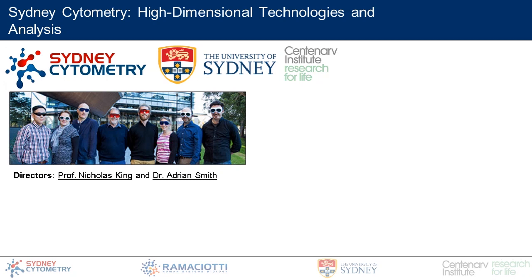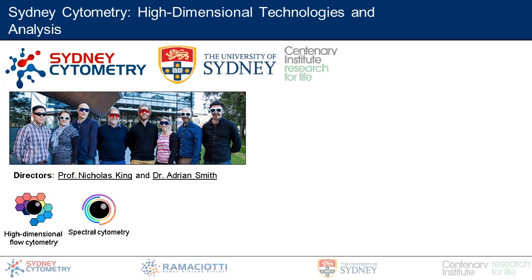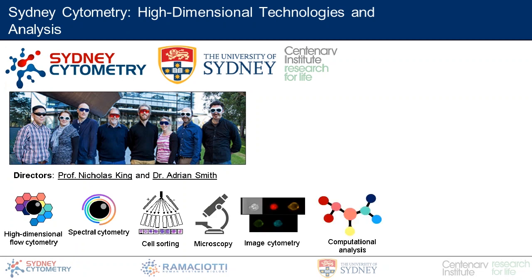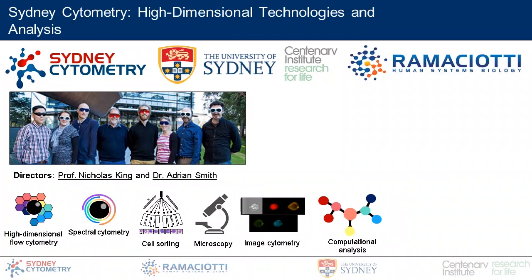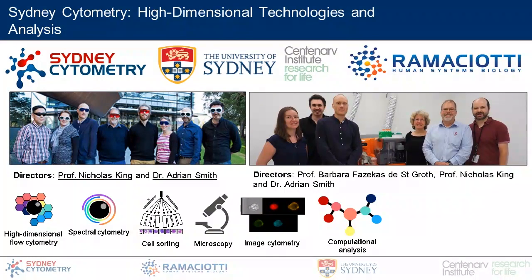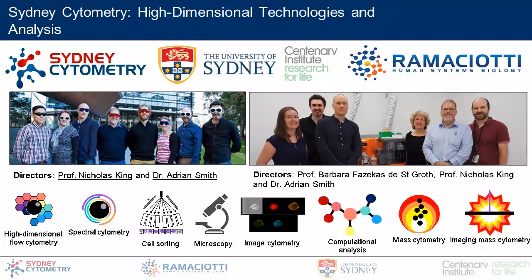So here is the team that we are able to work with, a collection of colorful individuals, and the technologies that we offer are all designed around single-cell measurements of one form or another. This might be in high-dimensional fluorescence technologies, in imaging, microscopy, and obviously in cell sorting. A few years ago, we also established the Ramaciotti Facility for Human Systems Biology, which helped us bring in mass cytometry into our collection of technologies, which rounded out the spectrum.